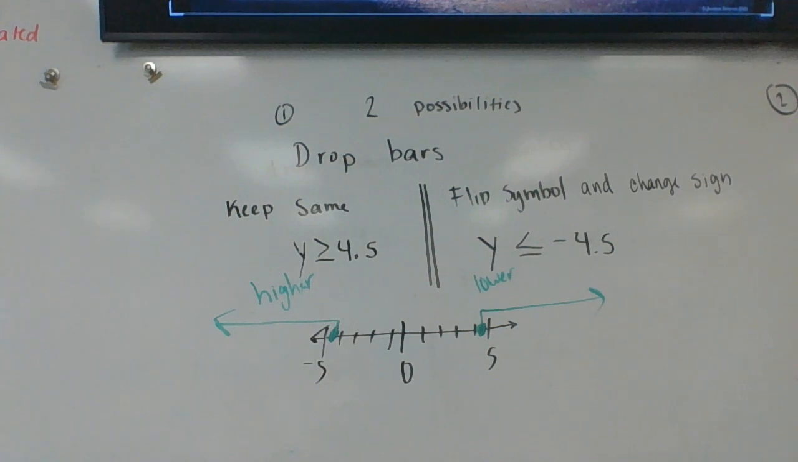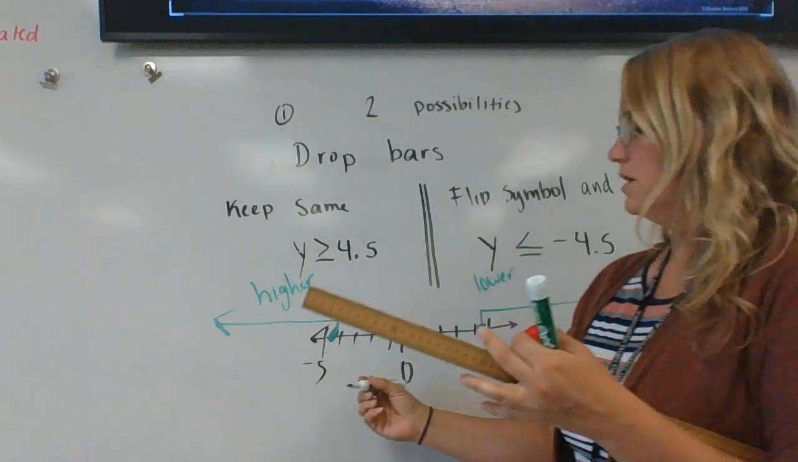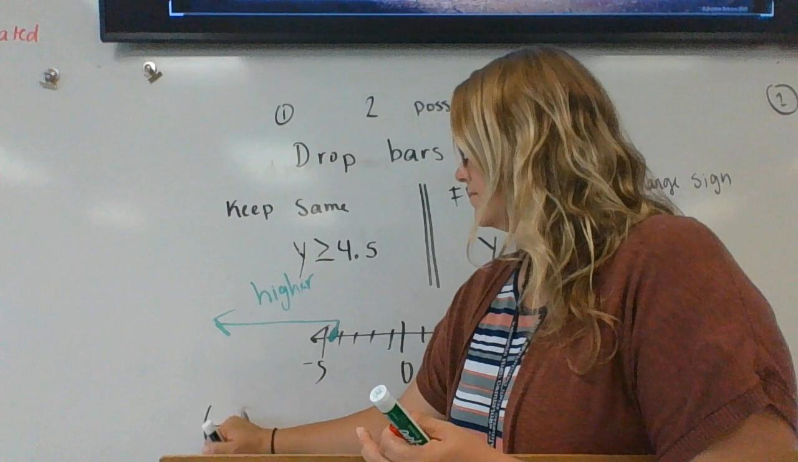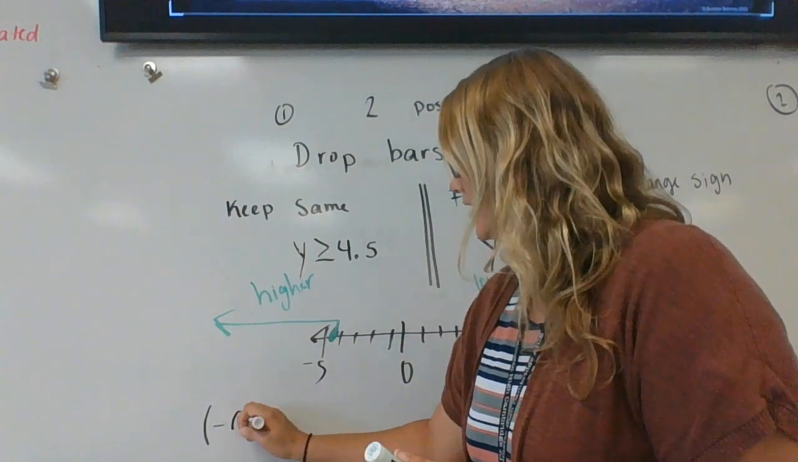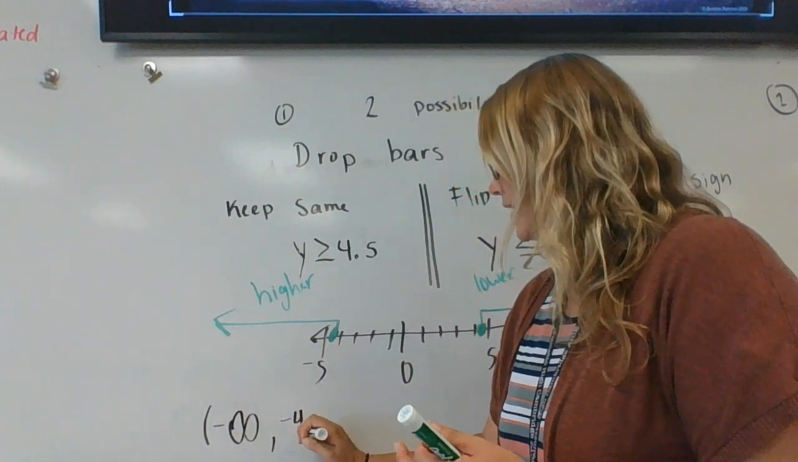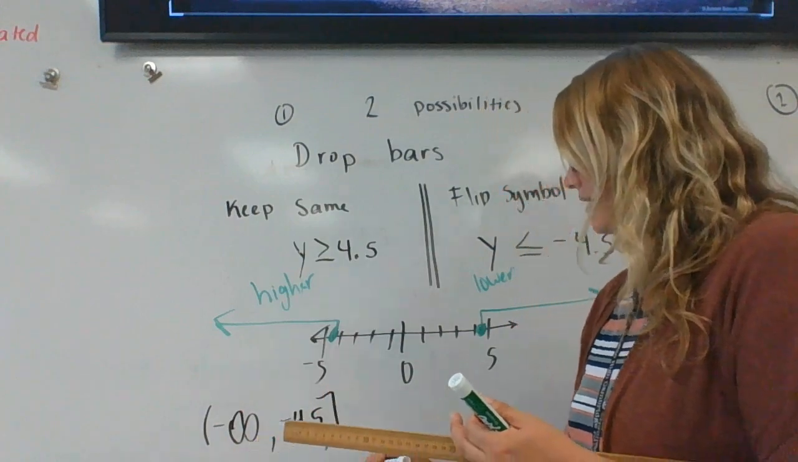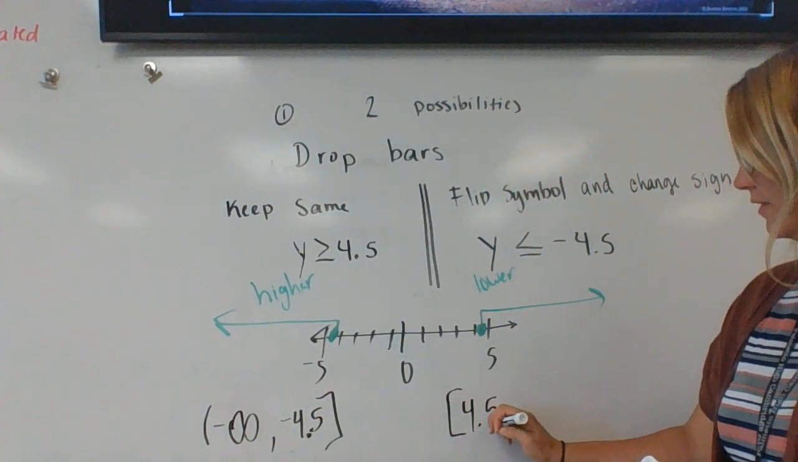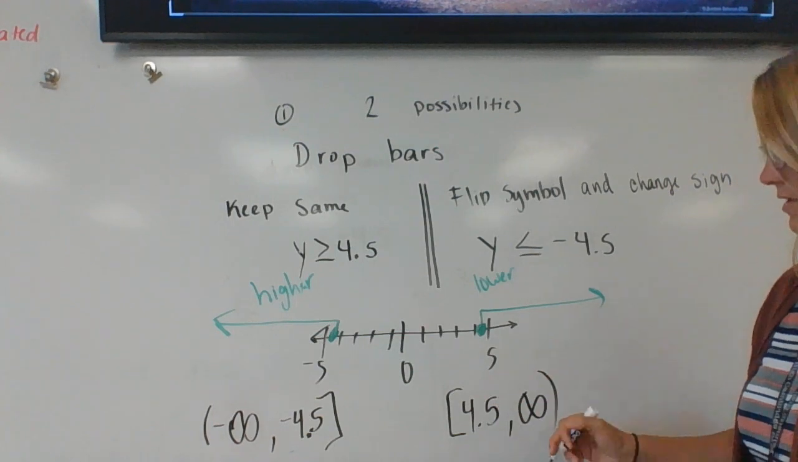Get your arrows right. Did you get your arrows right when you did it? Did you do the infinity sign? No. So let's do an infinity sign for that. On the left side, I have negative infinity up to negative 4.5 bracket. I'm going to move this podium. And on the right side, I have 4.5 to positive infinity.